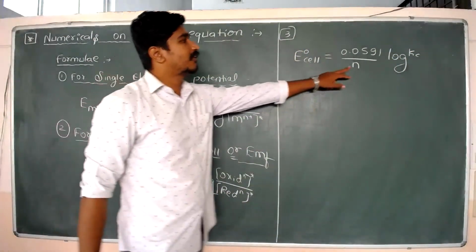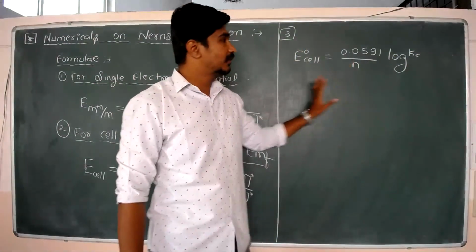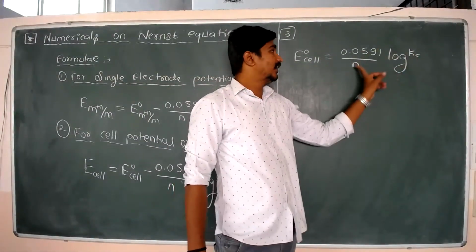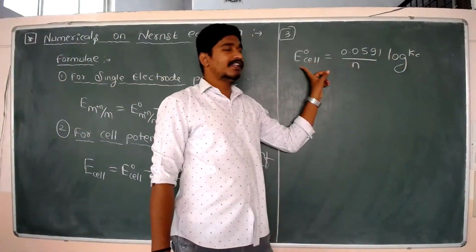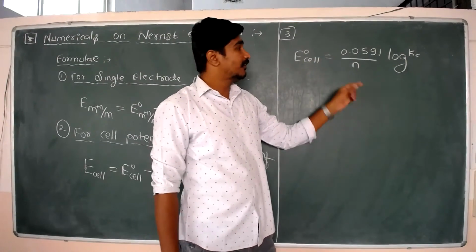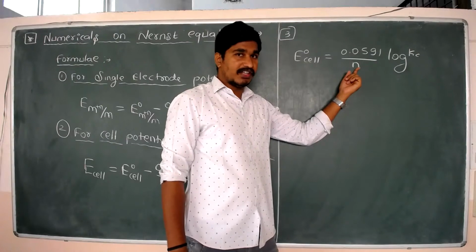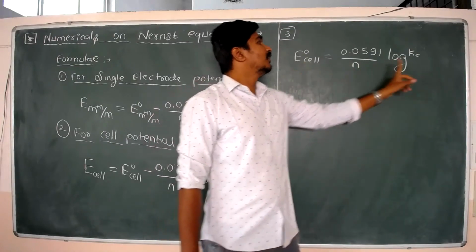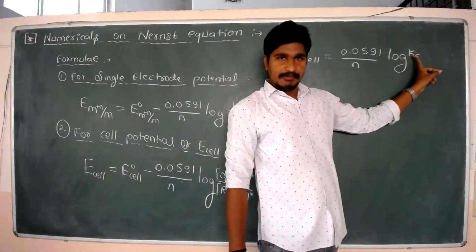N means the number of electrons involved in the reaction. Sometimes he will give the Kc value and the n value, then we can easily calculate the E naught of cell value. Or sometimes he will give the chemical reaction, by which we can calculate the number of electrons, and he will give the E naught cell value. By using these two data, we can easily calculate the equilibrium constant.